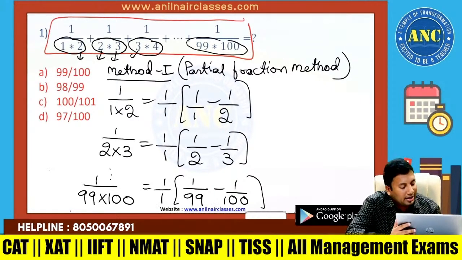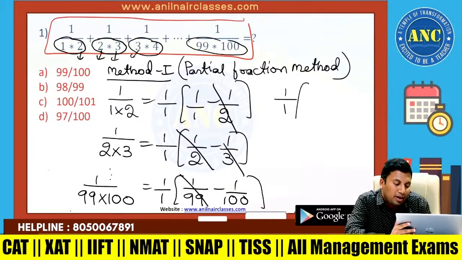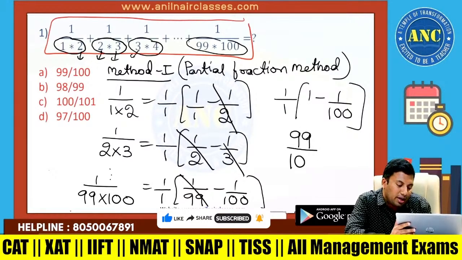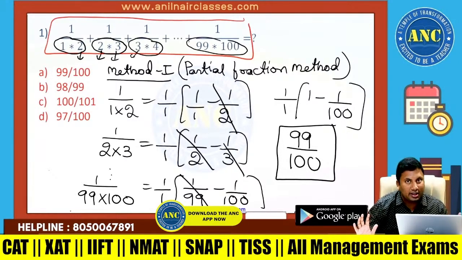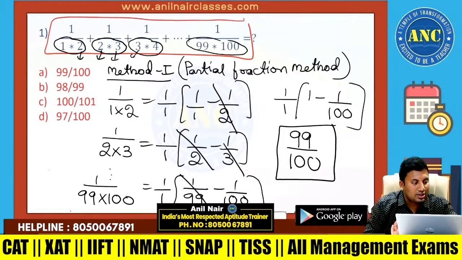Idea behind writing this value is minus 1 by 2 plus 1 by 2 minus 1 by 3 plus 1 by 3 will get cancelled. Last remaining will be 1 by 1 into 1 minus 1 by 100. This is nothing but 99 by 100. Answer for this question is nothing but 99 by 100. I hope it is clear, right? 99 by 100. This is method 1.